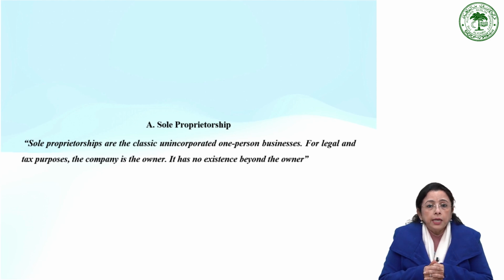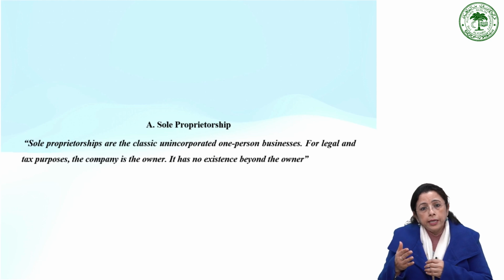And the limitations are, the first thing, which I've already explained earlier, that they have unlimited liability. Unlimited liability means that in case of loss, he is liable to meet all the business obligations and liabilities individually from his personal assets or personal belongings. So in financial difficulties, his personal assets can be used to repay the company's debts.